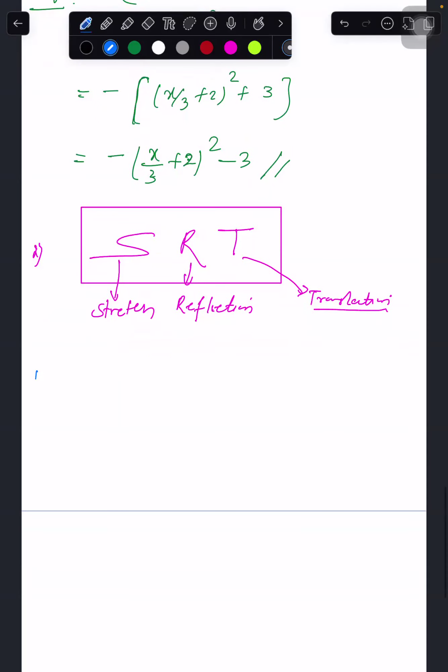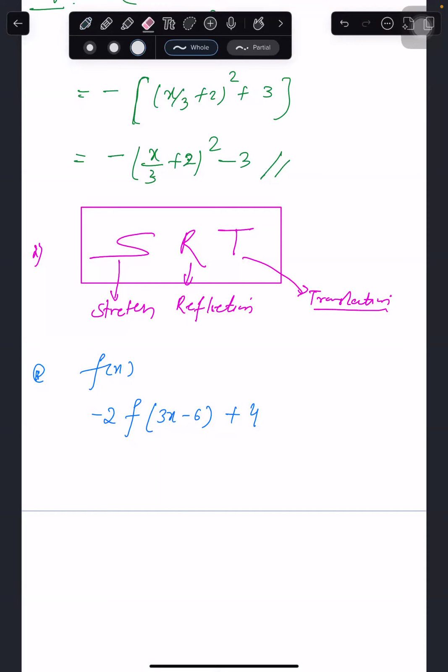Let's say we have a question. Let's say f of x, and your new function is, let's say, 2 minus 2 times f of 3x minus 6, plus 4. This is the situation they have given. Let's say this is the new function g of x. Now they're asking us to name all the transformations which will convert f of x to g of x.